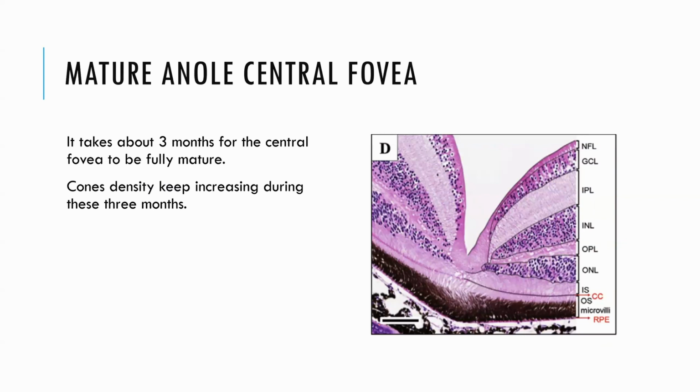After the egg is hatched, it still takes about 3 months for the fovea to be fully mature. And within these 3 months, the foveal photoreceptors keep increasing their density to perfect the function of the central fovea.